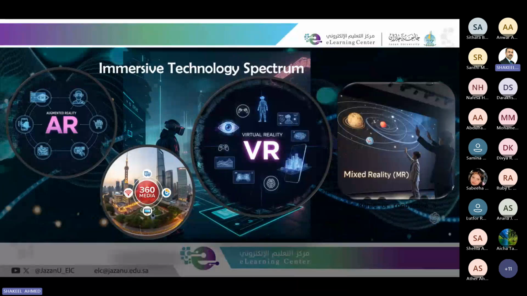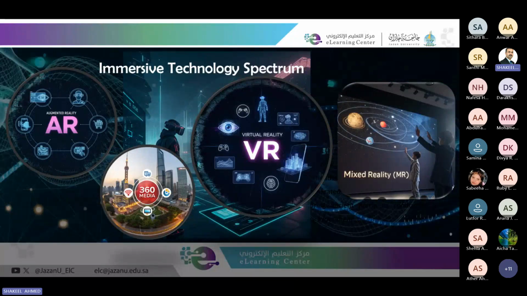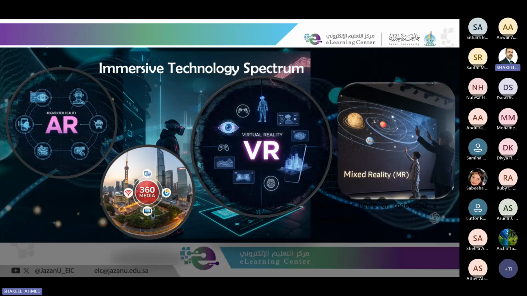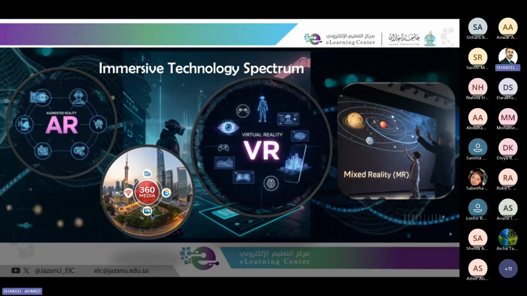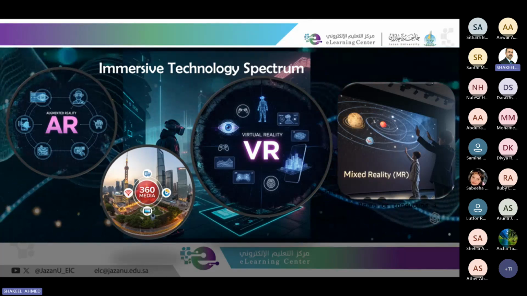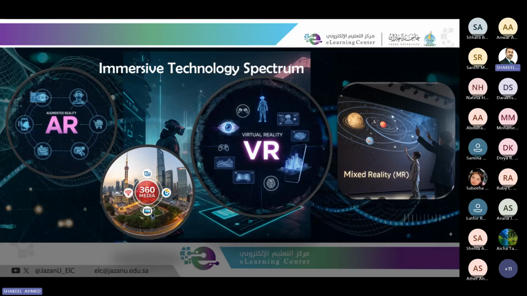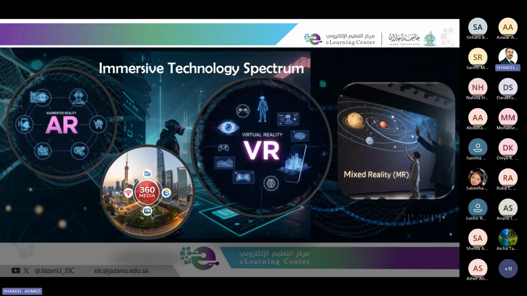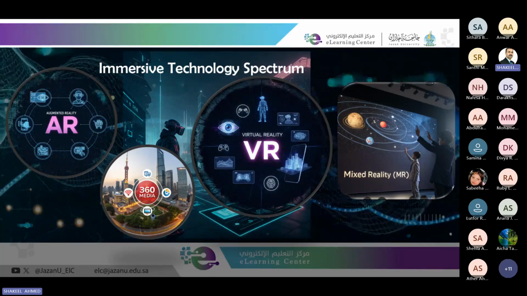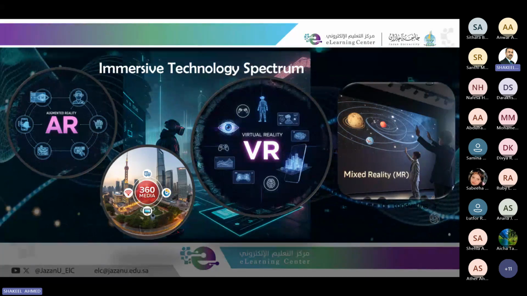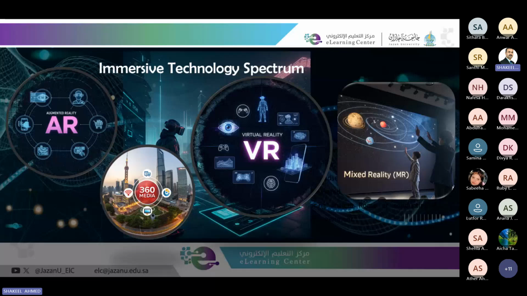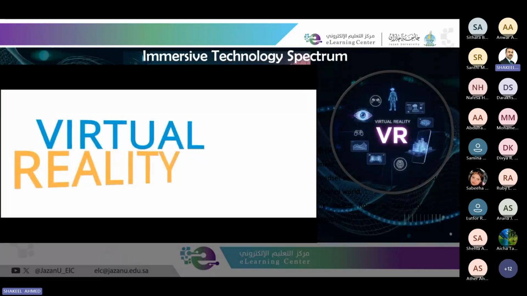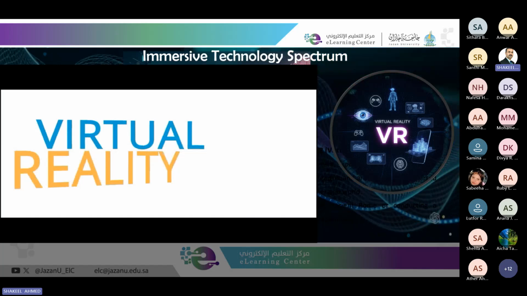You need to understand the difference between AR and VR, because of mixed reality, where the real and digital objects interact together. And of course, there is 360-degree media, which surrounds learners with an environment they can explore from all angles. Overall, the next slides will discuss each of these in detail with examples of how they can support our teaching here at Jazan University.